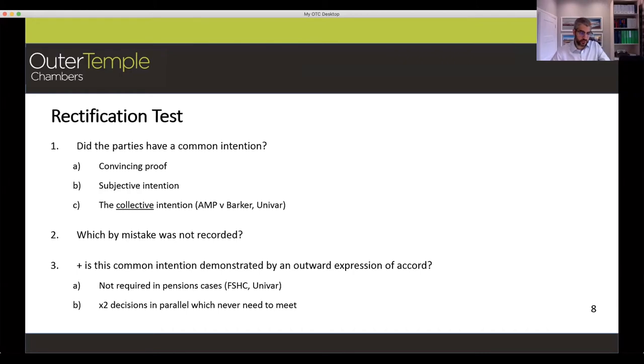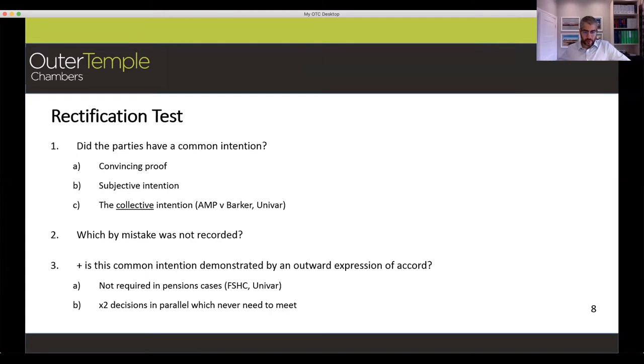Instead, there are two unilateral decisions taking place. There's the trustee decision as to what they want to do with their power, and there's the company decision as to what it or they want to do with their power to give or refuse consent. So one can analyse it, I think, as two decisions in parallel, which never actually need to meet.